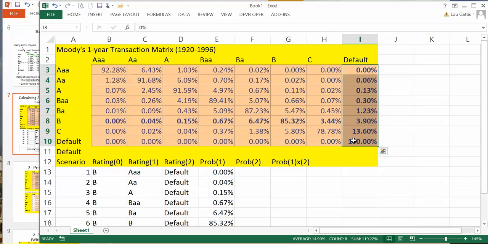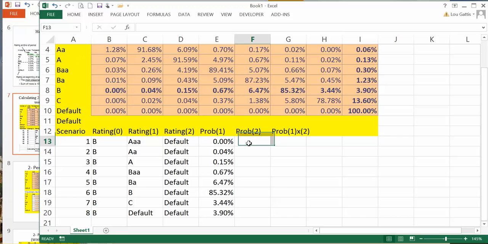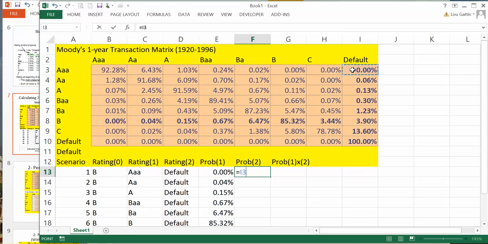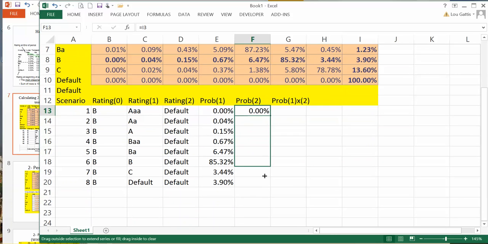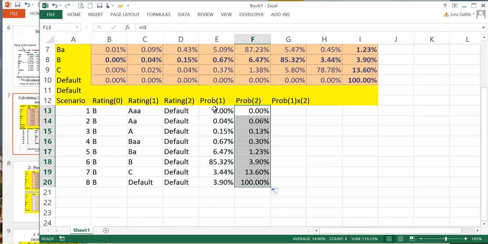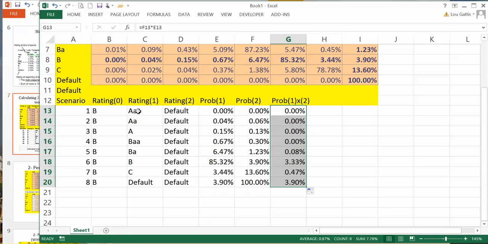So I'm just going to put a link up here to the first probability, and then I'll copy down. Alright, so these are the probabilities of going from B to every rating, and from every rating to default. If I take the joint probability here, take the product, this is the probability of going from B to AAA to default, which is 0. It's because 0% of the time has a B actually wound up as a AAA, and 0% of the time has a AAA actually gone into default.